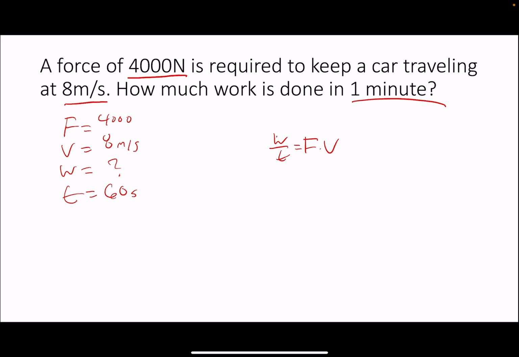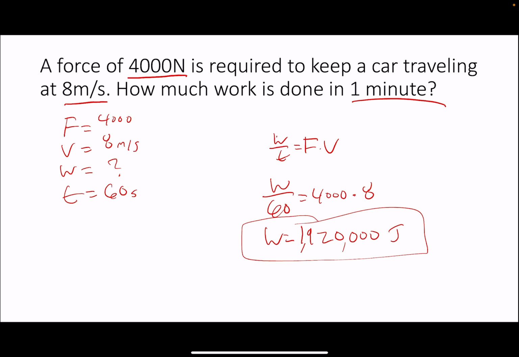And so I know if I want to find my work, work divided by 60 is going to be equal to 4,000 times 8. It's going to be pretty easy to do. I can just multiply 4,000 times 8 and then multiply it by 60. And I get a pretty big number, 192,000 joules of work. Power is not very complicated. It's a pretty simple equation.